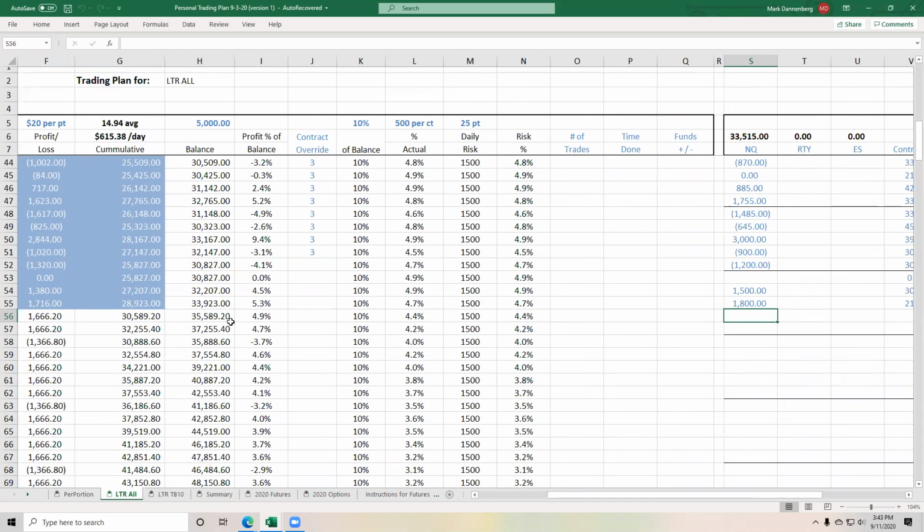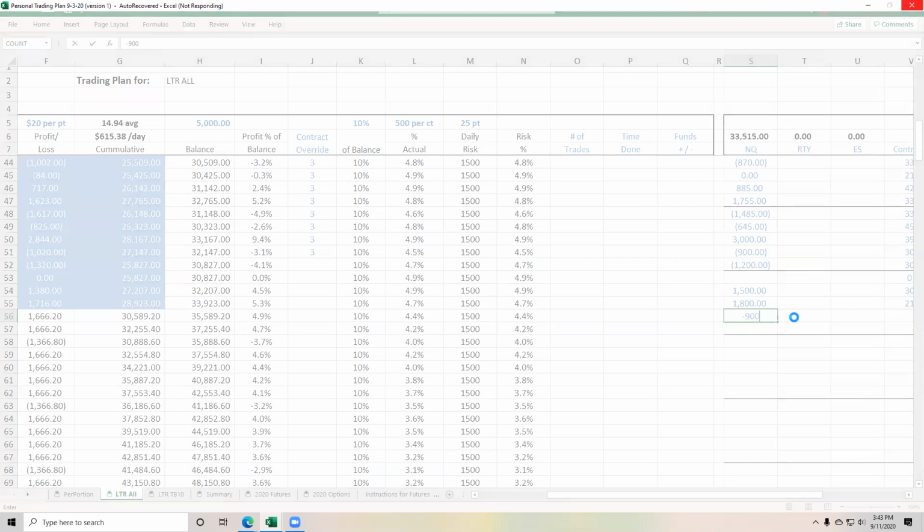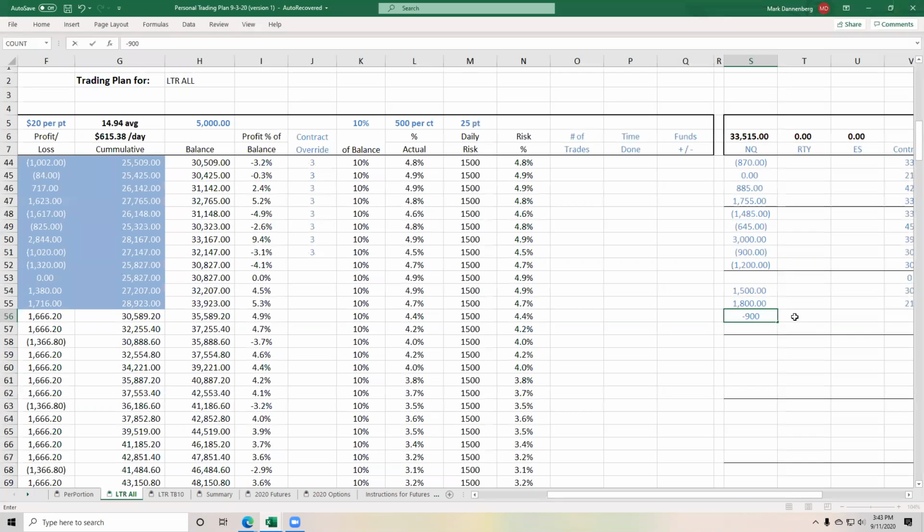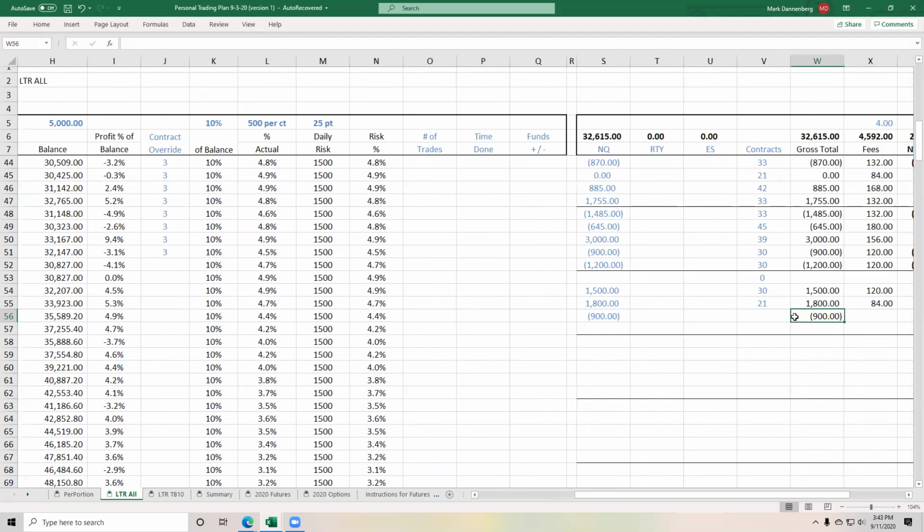So 15 points lost yesterday times $20 a point is $300, and we're trading 3 contracts. I'll explain the contracts in just a minute. So we're going to put a minus 900 in here. Get the spreadsheet to wake up here. And then the total number of trades that we did yesterday were 11, and there's 3 contracts per trade, so there'd be 33 contracts that we traded.